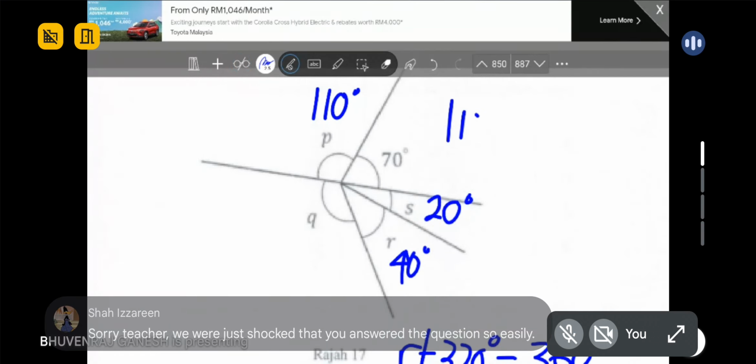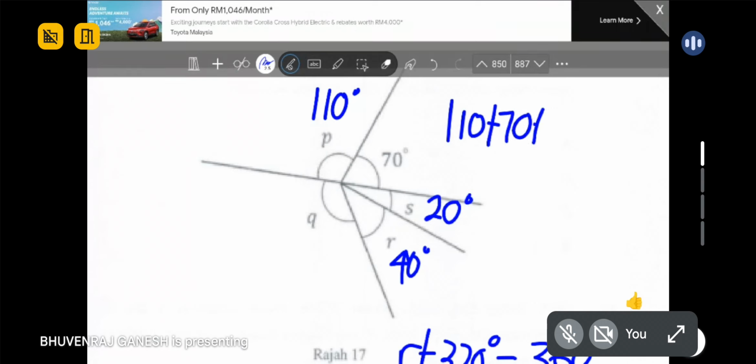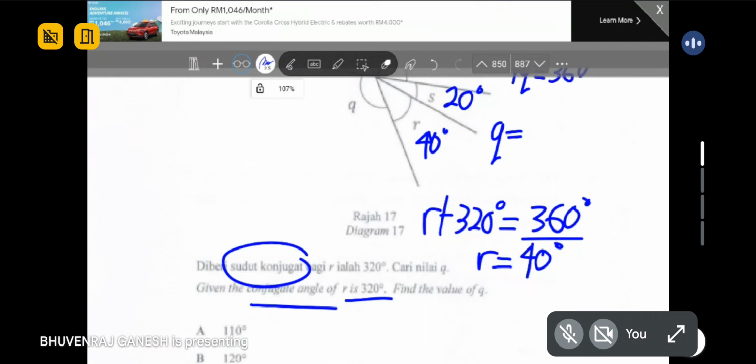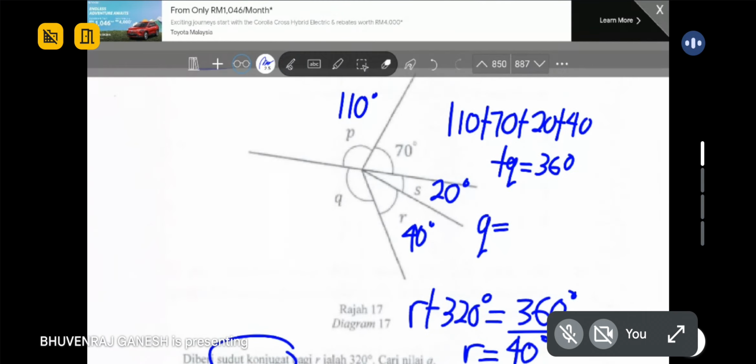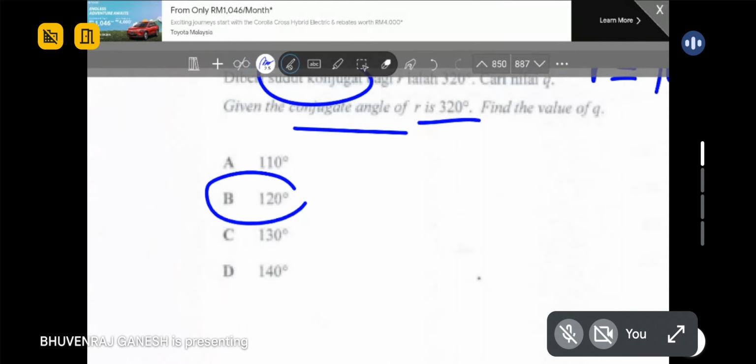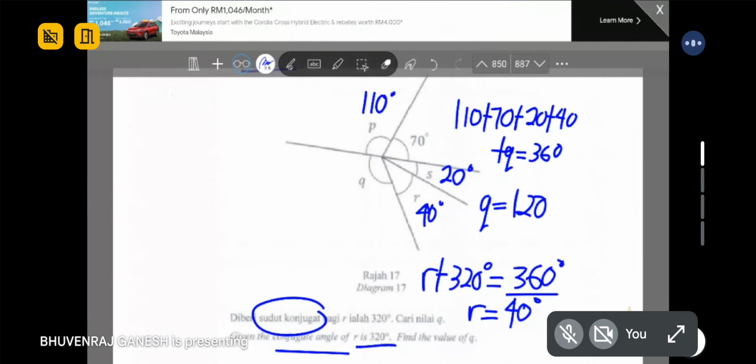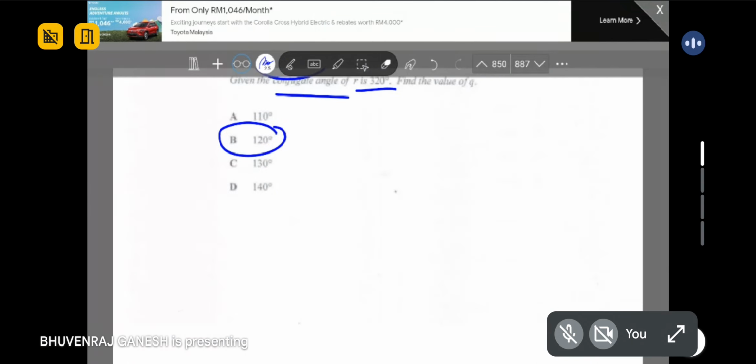Oh, because a lot of practice lah, guys. 110 plus 70 plus 20 plus 40 plus Q. Total kena 360. Okay, so you guys just solve for Q. Selesaikan untuk Q. You guys will get the answer lah. 360 minus 110. Tolak semua. So your answer is actually 120. Okay, jelas guys? Simple. Can get the concept? Okay, can boleh. Okay, so next one.